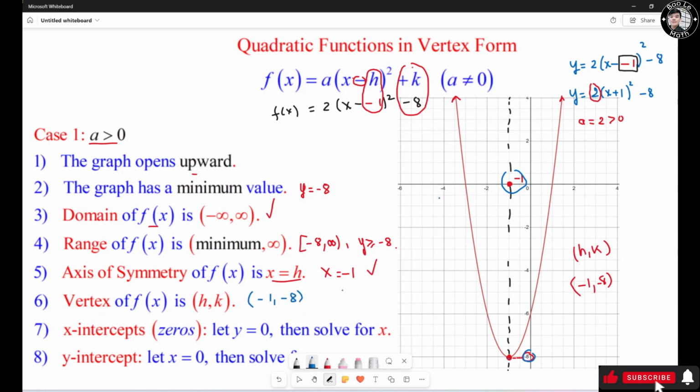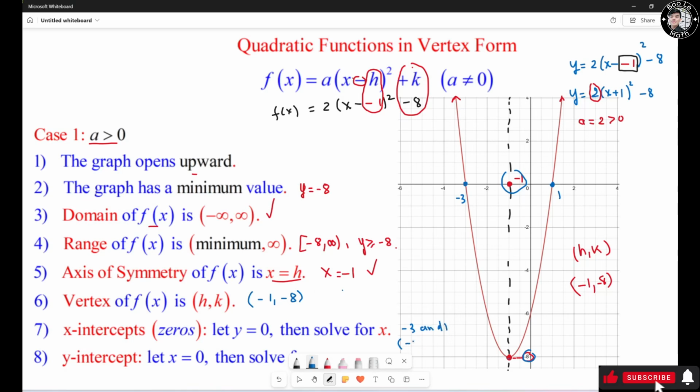Now the x-intercept is where the graph crosses the x-axis, right? So we have two x-intercepts right here, right? The first one is going to be negative 3. The second one is going to be 1, right? So we have the x-intercepts, we can write negative 3 and 1.